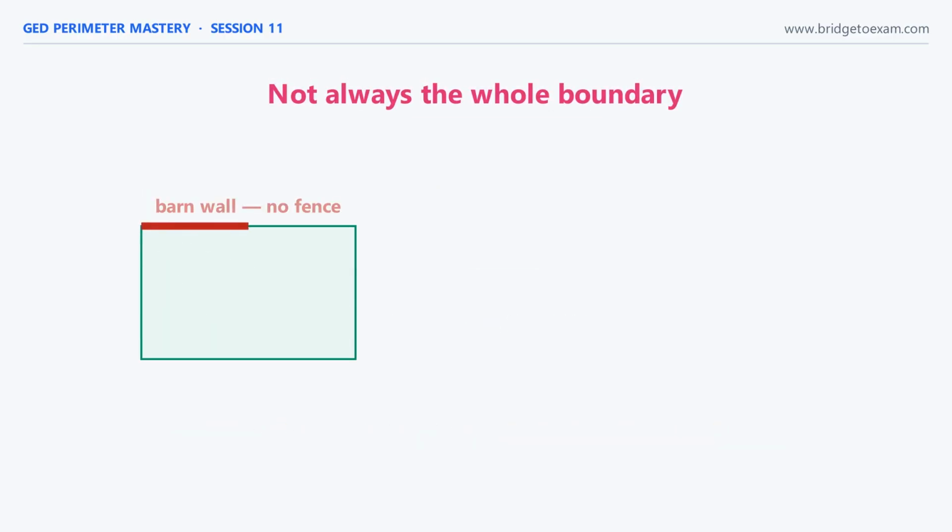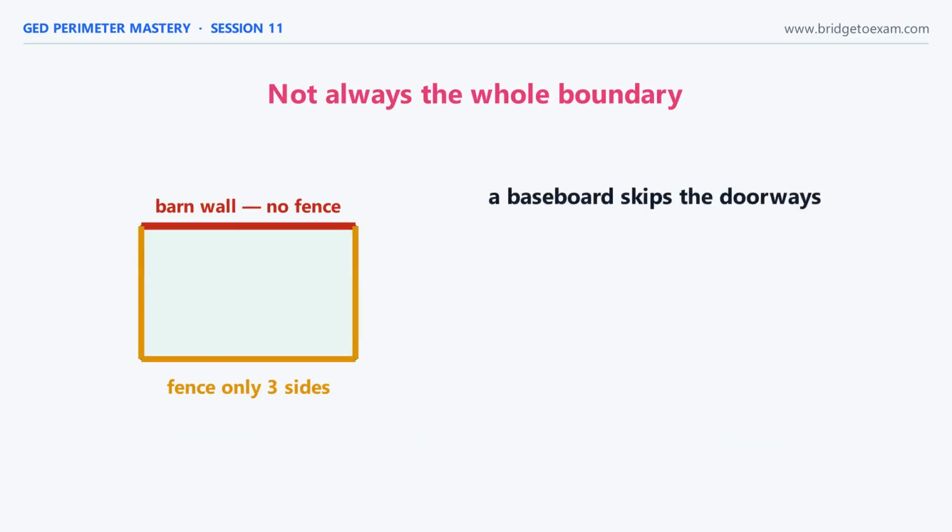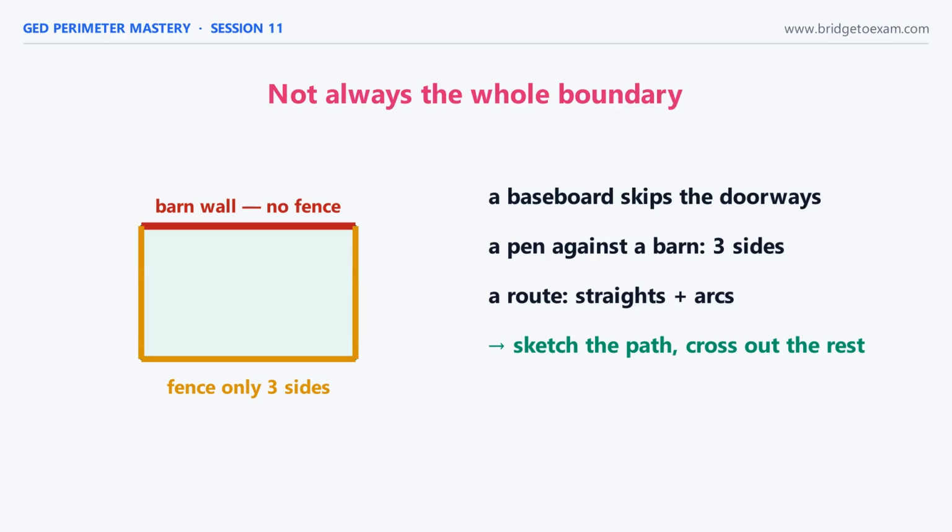And the boundary isn't always the whole boundary. A baseboard skips the doorways. An animal pen built against a barn needs fence on only 3 sides. A running route might be straight segments plus curved arcs. So sketch the material path and cross out the excluded parts before you calculate anything.